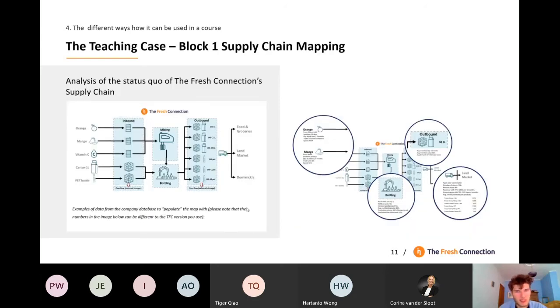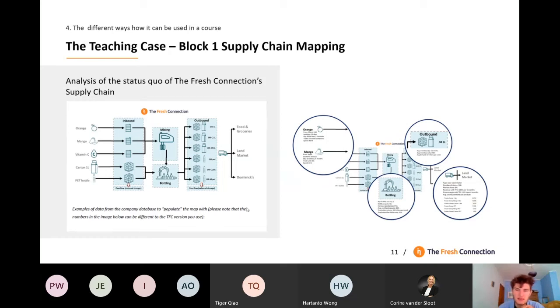And now we will go into each of these blocks and look at the scenario of this block, and also the learning outcomes that we are aiming for with each of these blocks. So the first one is about mapping the supply chain. We look at the Fresh Connection supply chain and we analyze it. On the left-hand side, you see a picture of the flow chart, which is a very nice tool to visualize the supply chain. And on the right-hand side, we see an example of how students could potentially map this flow chart in more detail and say, look, this is how the supply chain is structured. This is how this company is operating.